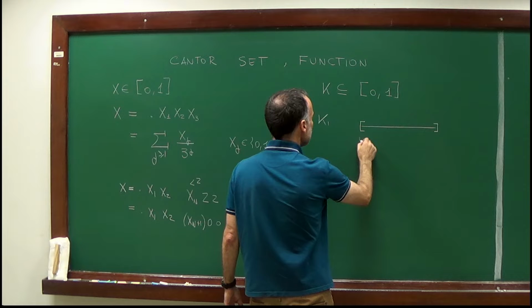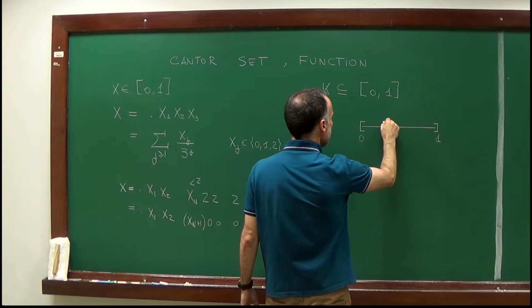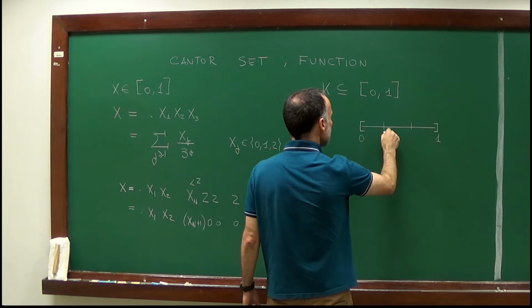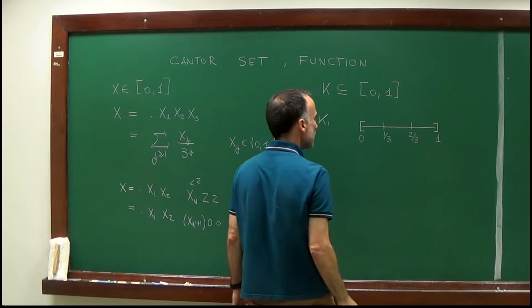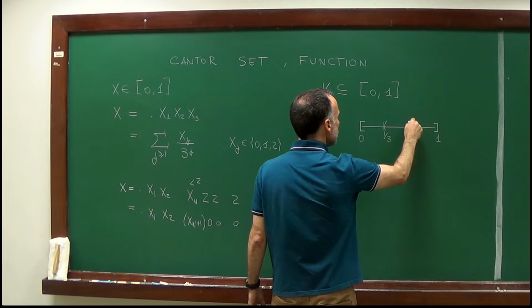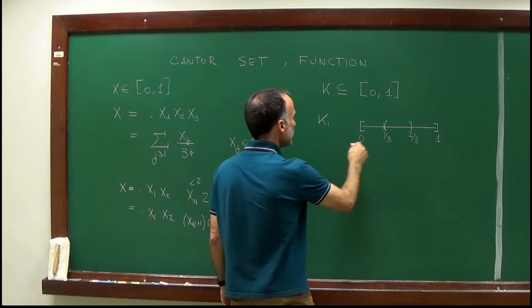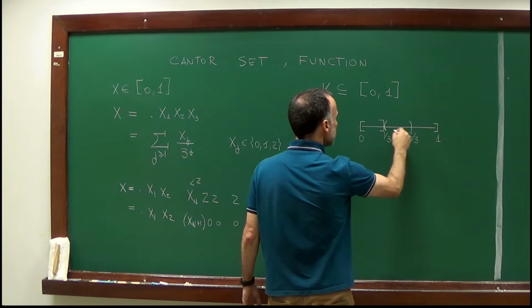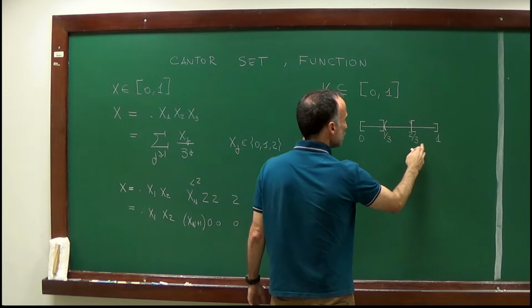So let's consider the interval [0, 1]. Let's divide the interval [0, 1] in 3 pieces. So this is 1/3, and this is the point 2/3. And in the first step, I will remove the open interval (1/3, 2/3). So K1 will be the union of these two closed intervals, the interval [0, 1/3] and [2/3, 1].